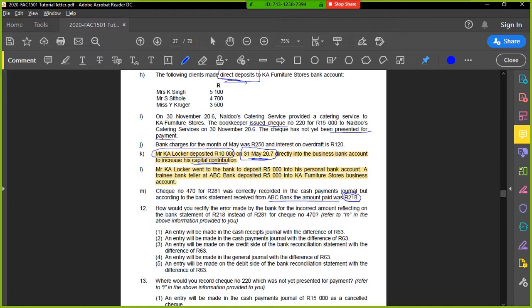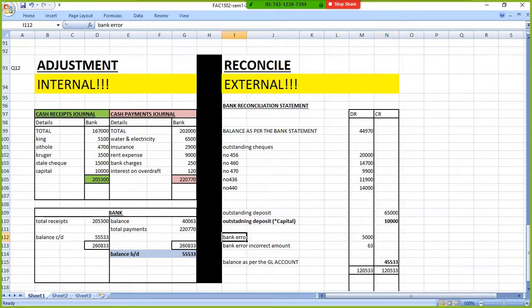Then they say a trainee bank teller at ABC Bank deposited 5,000 into KA Furniture Store's business account. So that means that the bank made a mistake. The bank had deposited 5,000 Rand into the business's bank account when they shouldn't have. So you would have to reconcile because it's a bank error. And if you're reconciling because of the bank error, this 5,000 would have been too high or too low. Let's think about that. It would have been too high. Yeah, no, it's correct. That one's fine.